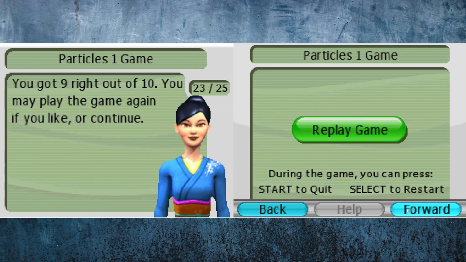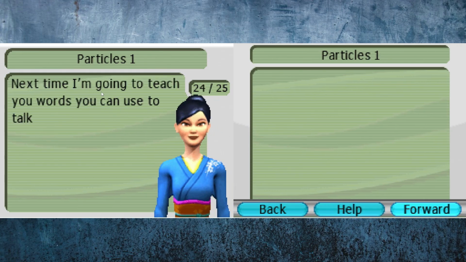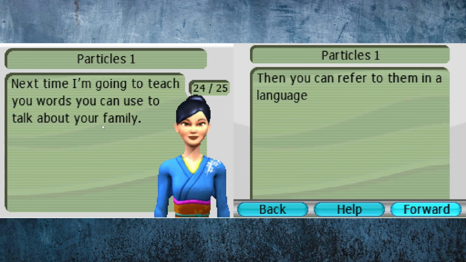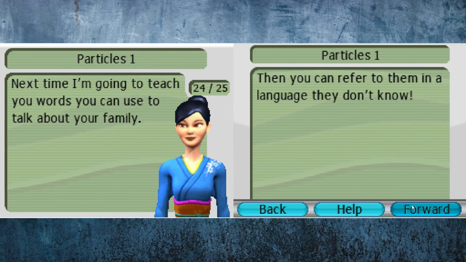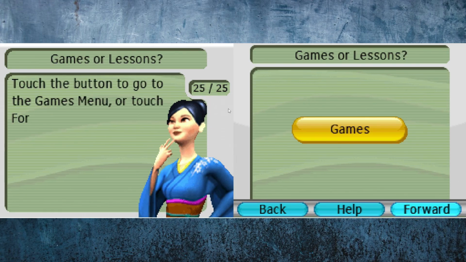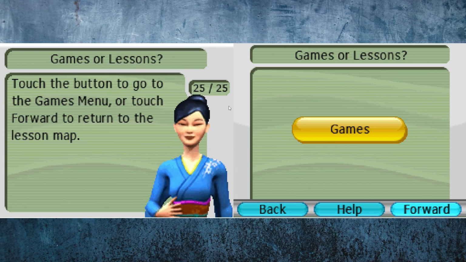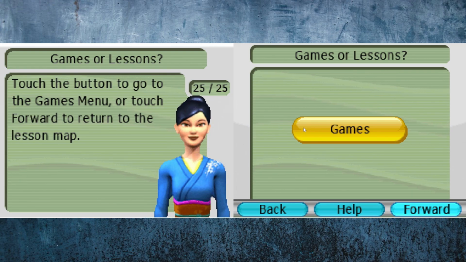We almost finished it, but it's all good. Next time I'm going to teach you words you can use to talk about your family. Then you can refer to them in a language they don't know. And yeah, what I'm gonna do is I'm gonna play more games so I can unlock the next lesson, and then we start lesson 28, and then the next video will be the last one.